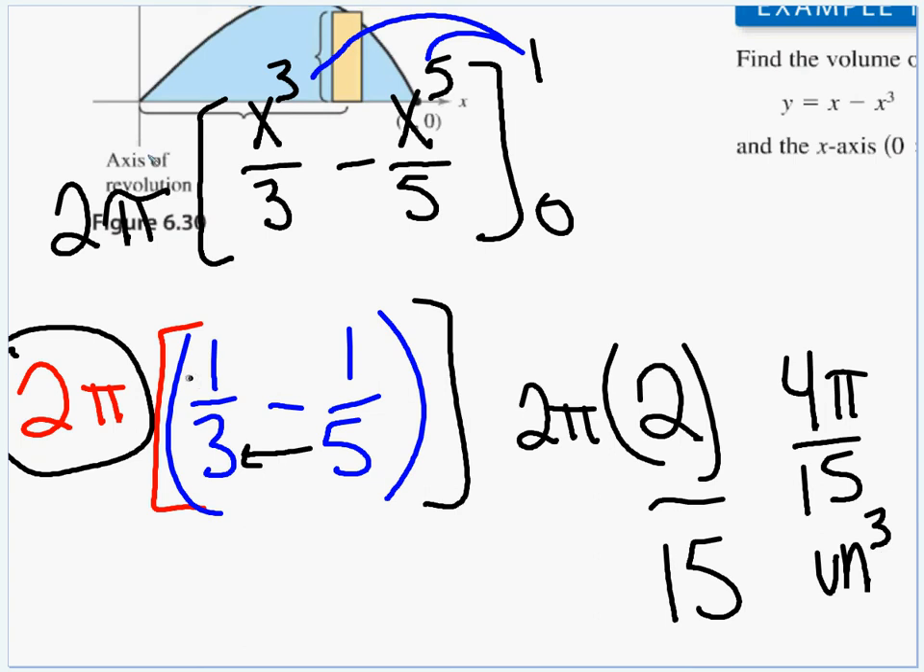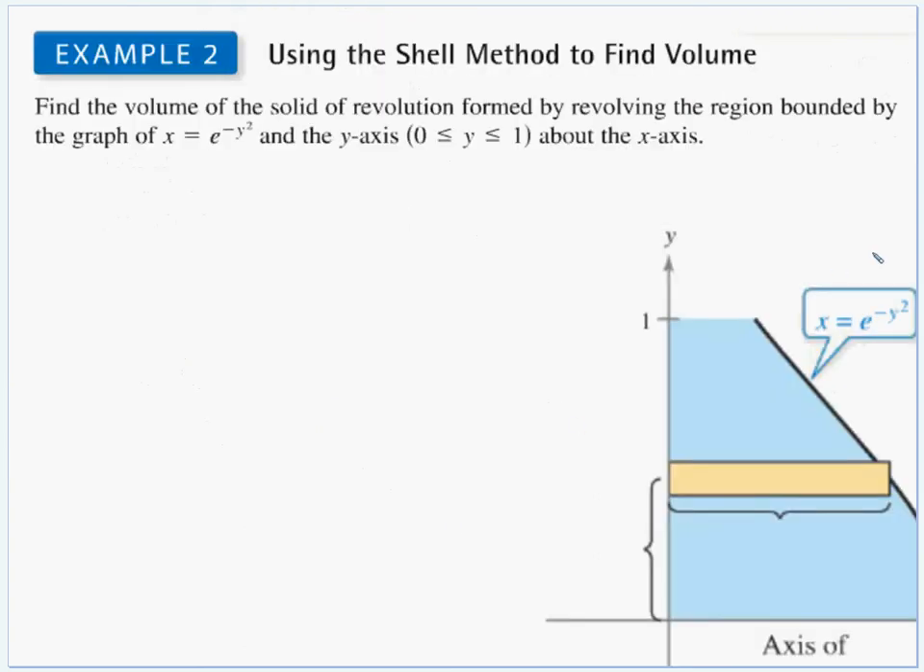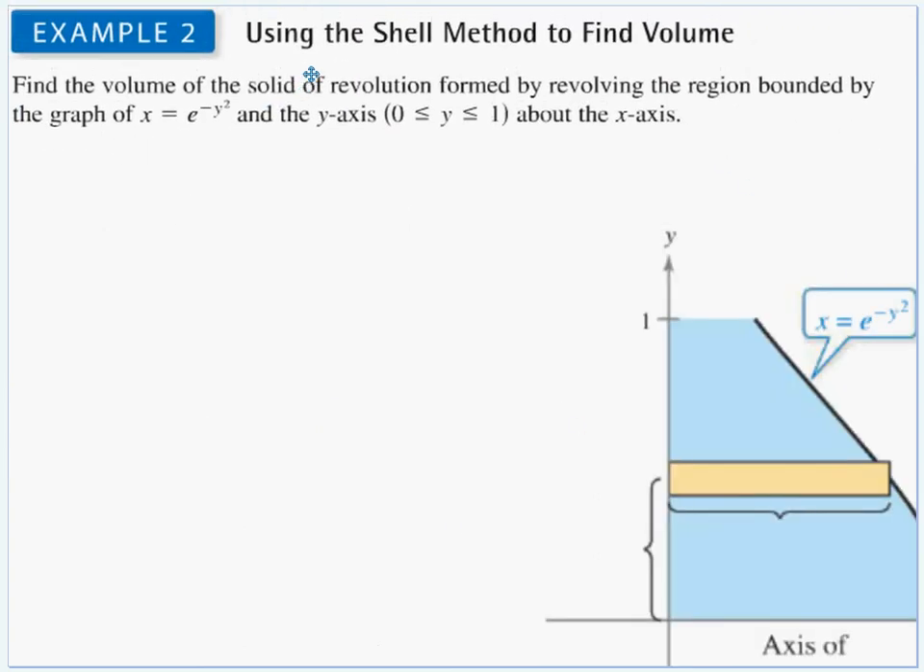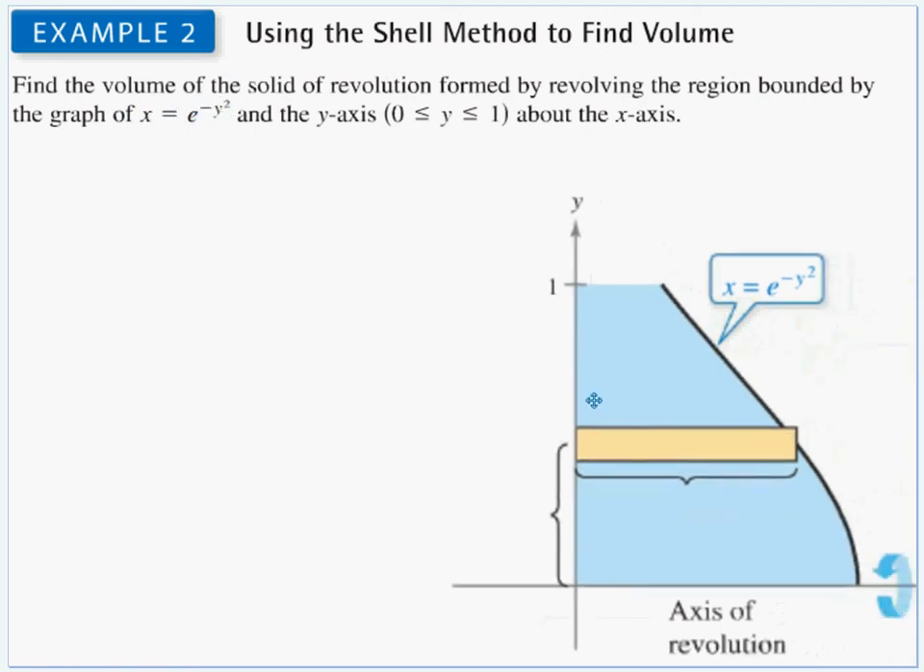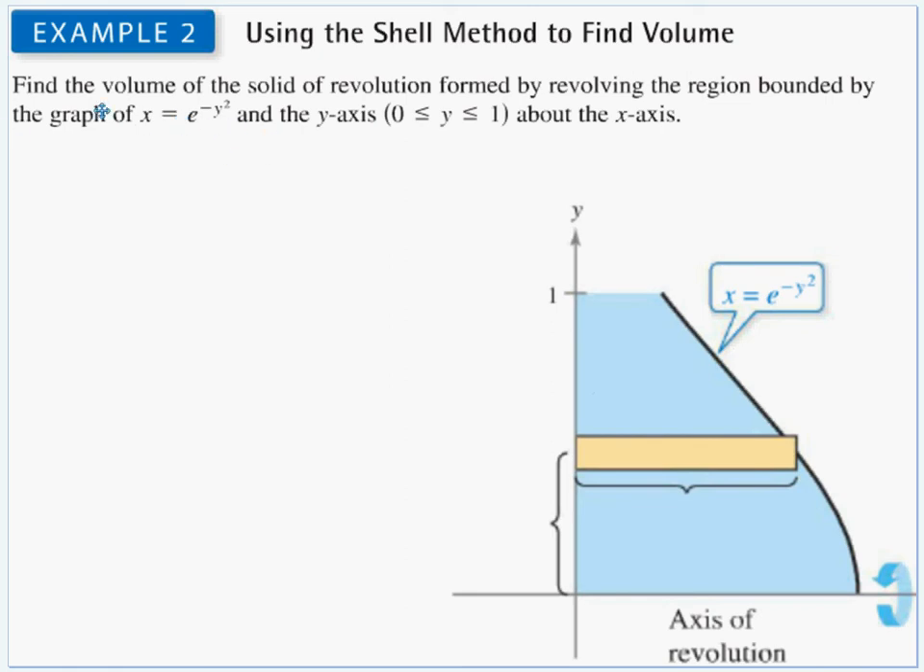All right, what is next? Example 2. Well, that makes sense. Use the shell method to find volume. Find the volume of the solid of revolution formed by revolving the region bounded by the graph of x equals e to the negative y squared. We want to rotate that about, well, it's going to be bounded by that graph and the y-axis, 0 to 1. We are going to rotate about the x-axis.